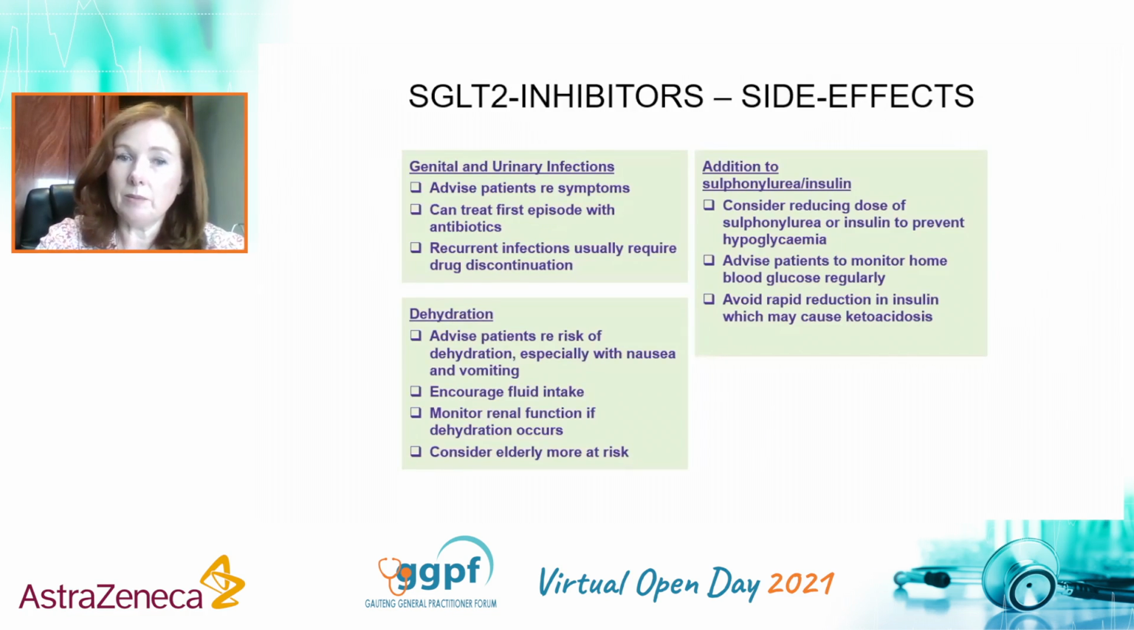Just a quick run through of the side effects. The most common side effects we see with the SGLT2 inhibitors are genital and urinary infections. It's important to advise the patient of the possibility of this happening because they need to let you know as soon as possible so that you can treat them with antibiotics. I find that of the patients who have an infection, they usually require one course of antibiotics, and most of those patients don't actually have another infection.